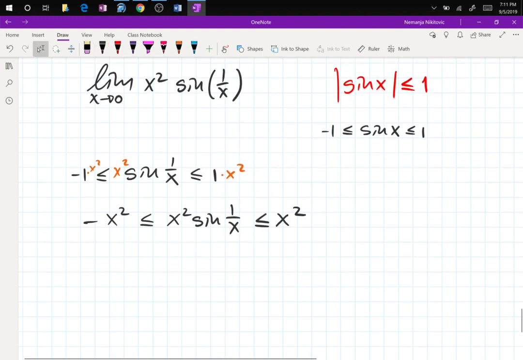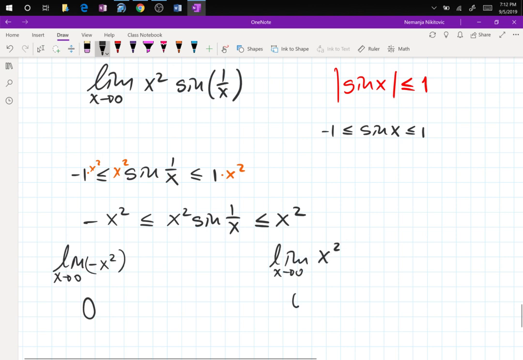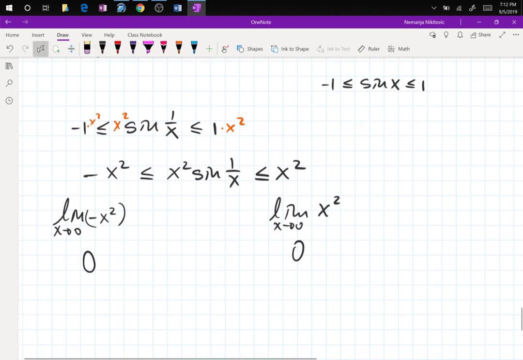So what you do is you take the limit of negative x squared as x goes to 0, and you get the big fat 0, and you take the limit as x goes to 0 of x squared, which also gives you 0. So what happens with the thing that is sandwiched in between? Must be 0, right? So these two together will make the limit of x squared sine of 1 over x to also be 0, because it's sandwiched in between, squeezed in between.